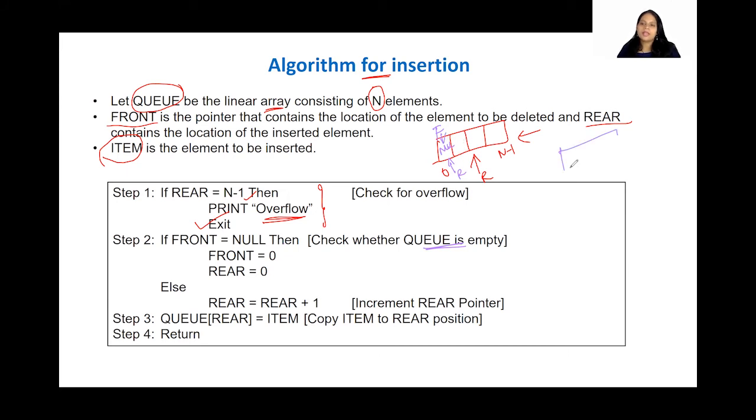So if my Q is empty, my front is also going to be the same thing, and my rear, the end of the queue, is also going to be the same thing, isn't it? So that is what I'm saying. I'm going to say the front and R both are 0.